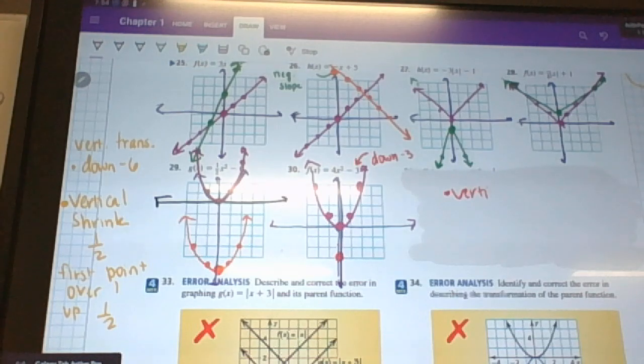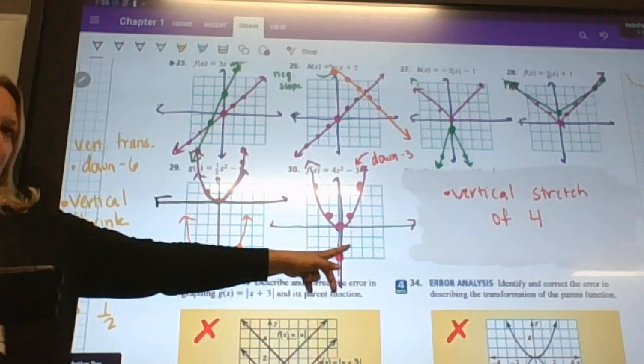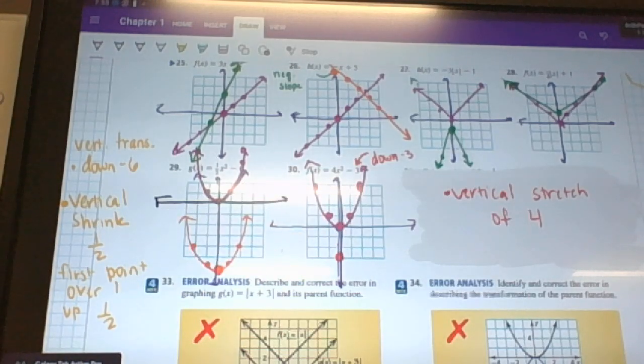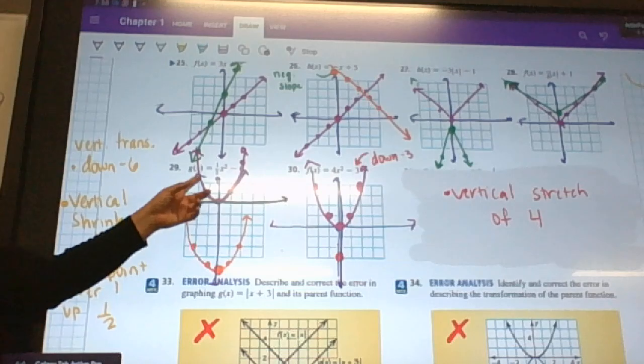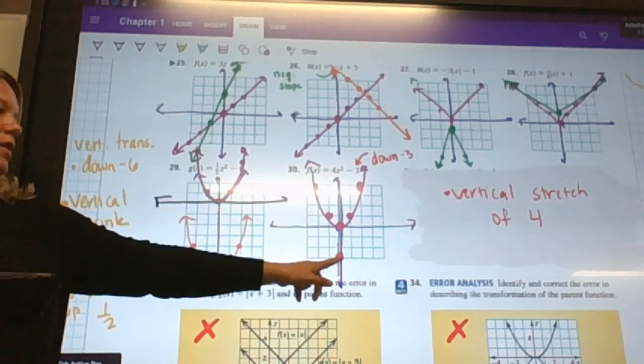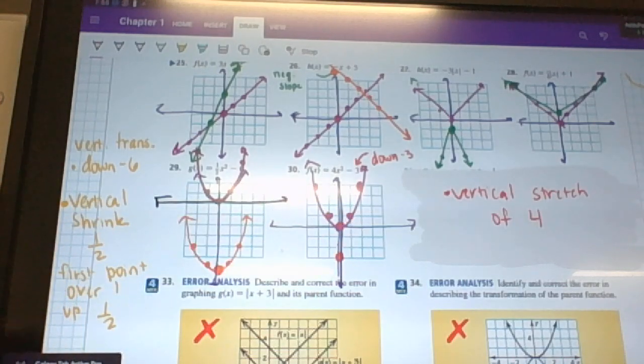What are we going to do about this vertical stretch of 4? Typically, from here, we would go over 1, up 1. Since there's a 4 in front, what should we do? Go for it. Over 1, up 4. Okay? Stretching it by 4. Just like this was over 1, up 1/2. When there's a 4 in front, we'll go over 1, up 4. It's going to be significantly skinnier. It's skinnier by a factor of 4.